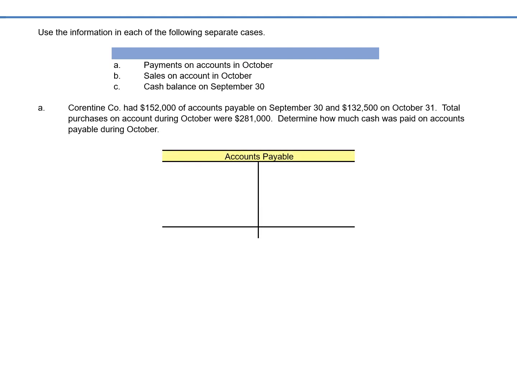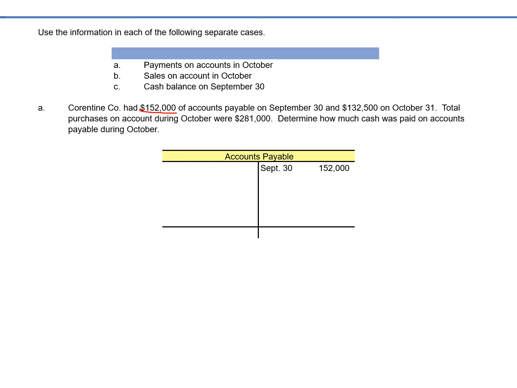So if we create our T account to analyze all of our transactions, they tell us that the starting balance in accounts payable was $152,000. So this $152,000, if we're talking about accounts payable, what type of an account is that? It's a liability, right? And so liabilities have a normal balance of a debit or a credit? A credit, right? So let's put our starting balance on the right side because that's the credit side of the T account.